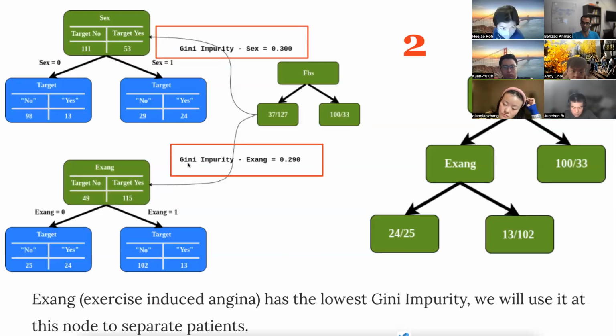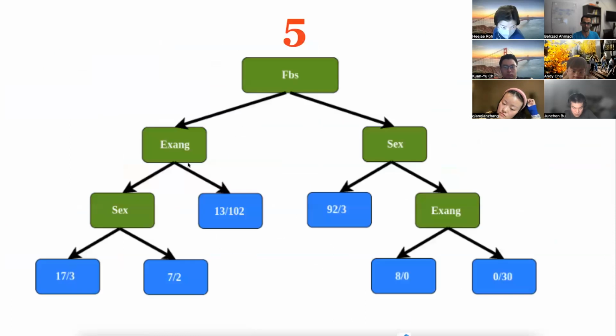So that's one other thing. We decide to stop here, and if you repeat this, let's get to the end result. You split by FBS based on the minimum gini impurity. You have some distribution on the left for which you decide to do exang, and then you decide to do sex here, and you continue. Okay, the main question here is where should we stop?